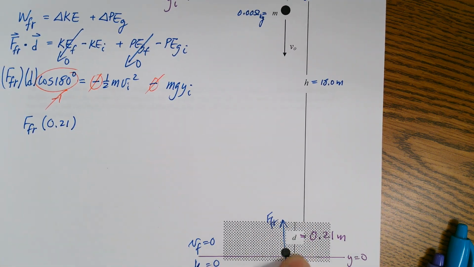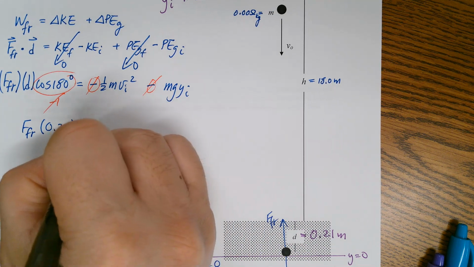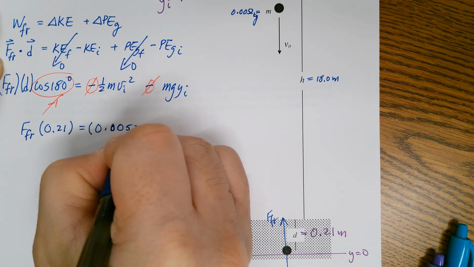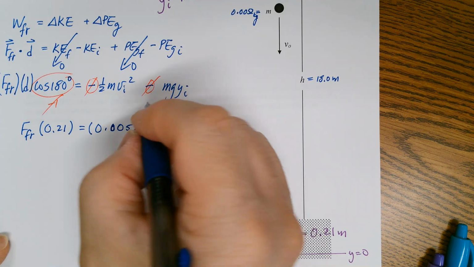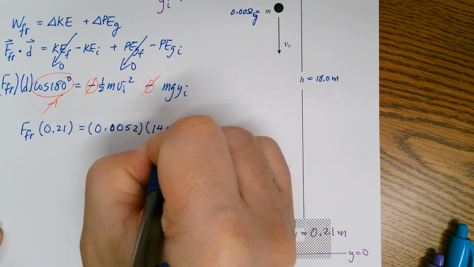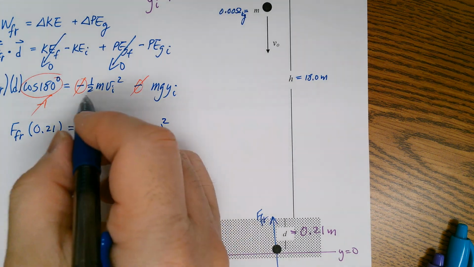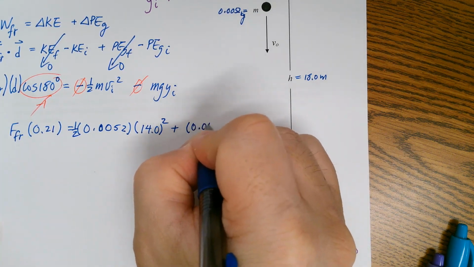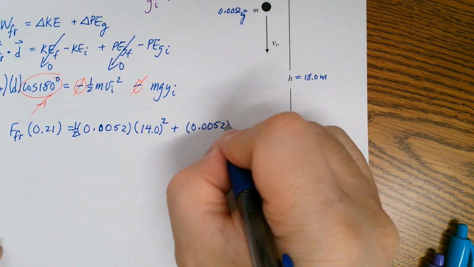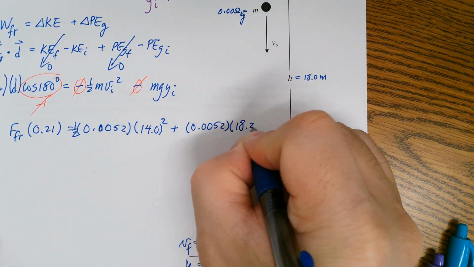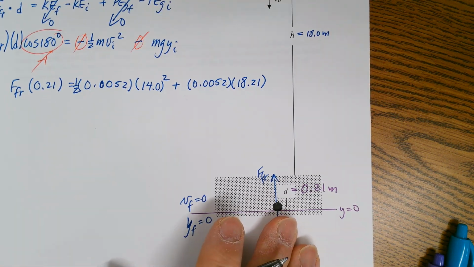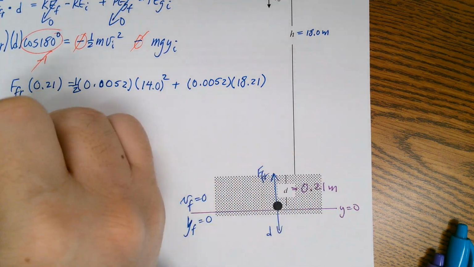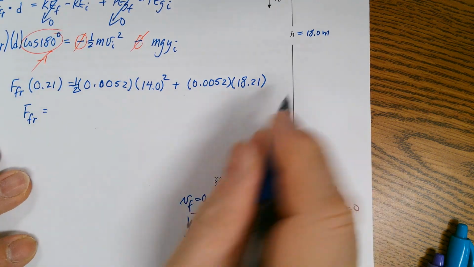that's how much distance the friction works on, is equal to mass, which is 0.0052 times initial velocity, which is 14 meters per second squared. I forgot the 1/2, sorry. Plus 0.0052 times y initial, which is 18.21. So the only thing you have to do now is F friction is equal to all this mess divided by that.